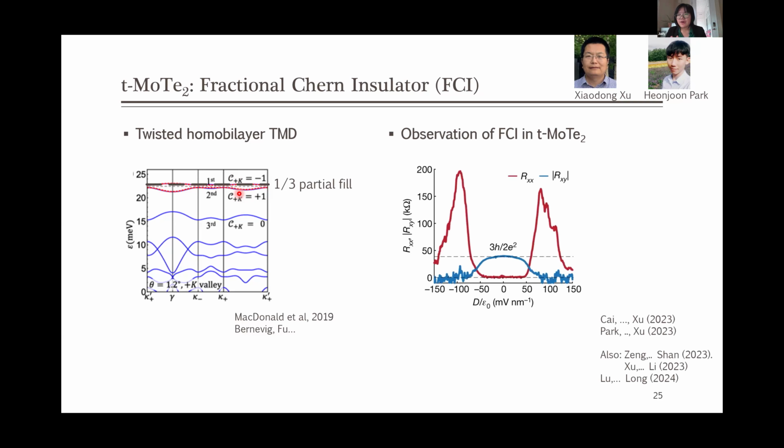Later on, our collaborators at the University of Washington observed the fractional Chern insulator in the twisted molybdenum telluride system. Here, the x-axis is the displacement field, the y-axis is the transport resistance. At low displacement fields, or to say when the two layers are hybridized with each other, you have this fractional state signature coming out in their transport measurement.